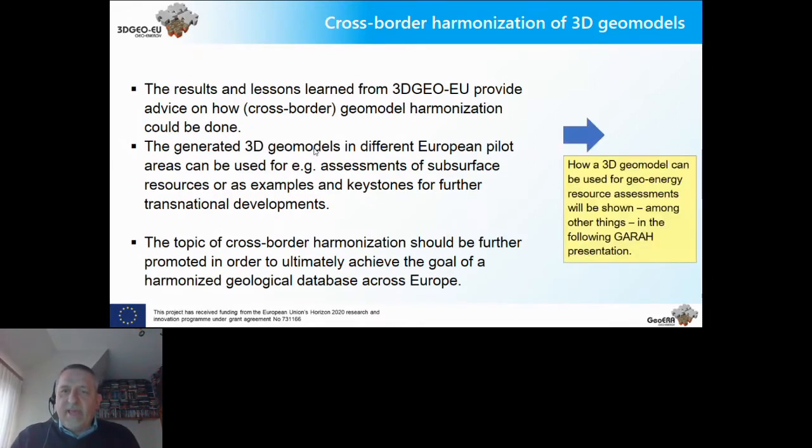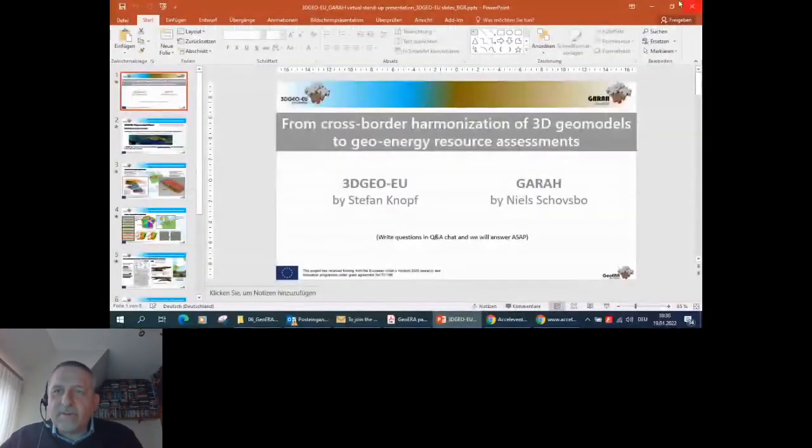And now, how one of these 3D geomodels we have created can be used for geoenergy resource assessments will be shown, among other things, in the following GeoERA presentation by Niels Skovsbo. So Niels, please take over.